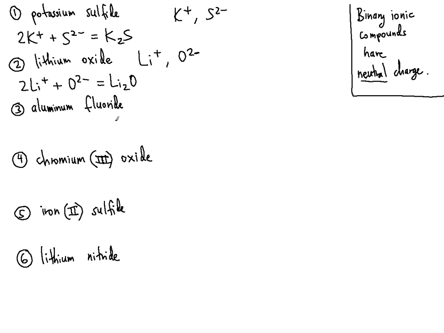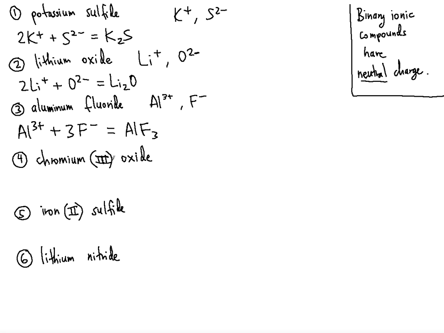Aluminum fluoride. So you know that the aluminum has 3 positive charges, and fluoride has 1 negative charge. So for each aluminum ion you will need 3 fluoride ions. So aluminum 3 plus, 3 F minus is equal to aluminum F subscript 3, and that's going to be called aluminum fluoride.